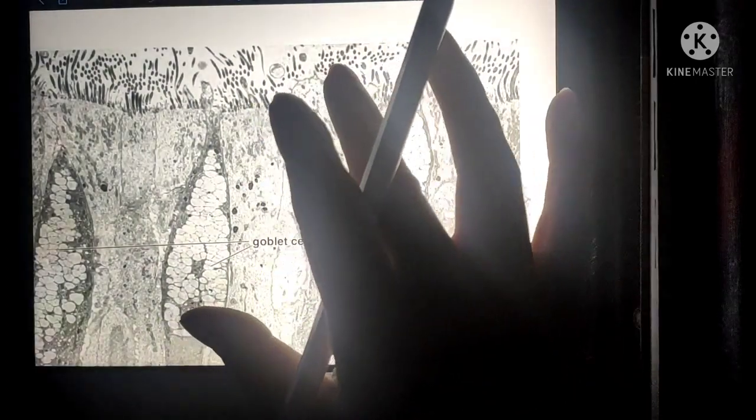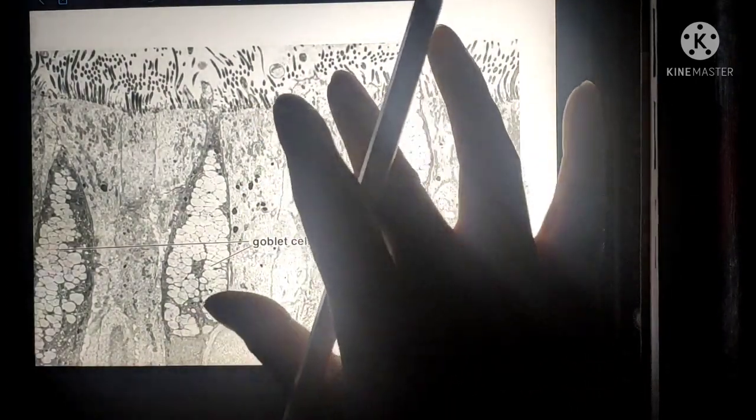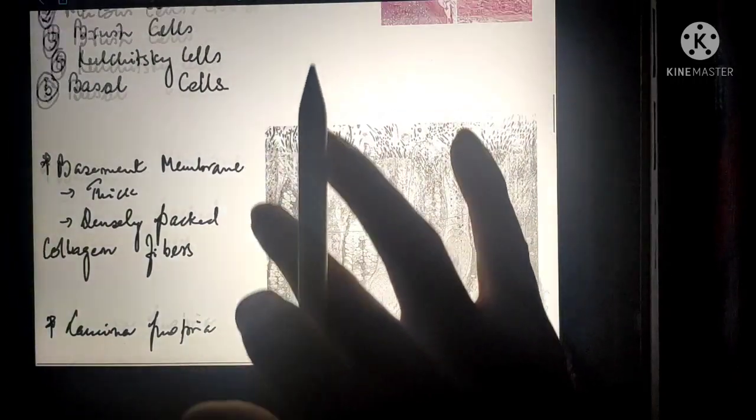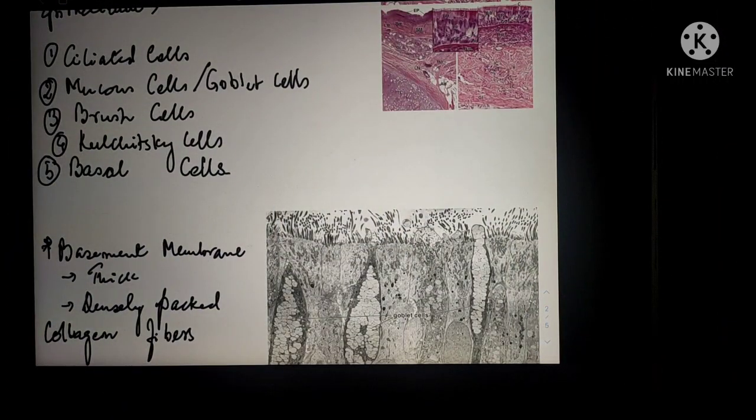Apart from these two cells, there are other cells also, namely the brush cells. The brush cells are columnar cells which bear blunt microvilli. The basal surface of these cells is in synaptic contact with the afferent nerve endings. Hence, they are regarded as receptor cells.